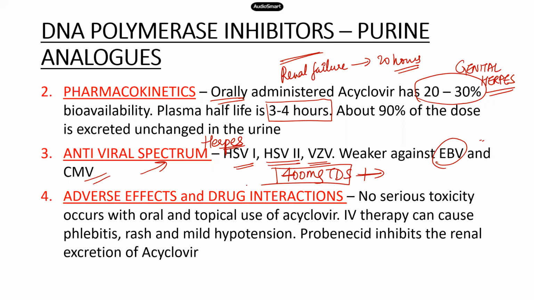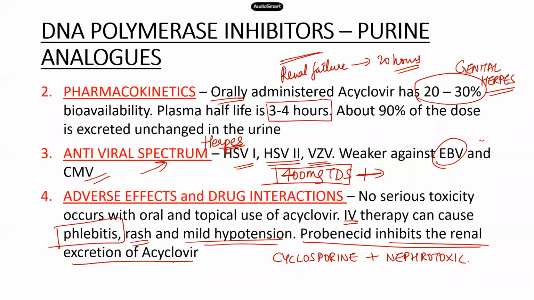Now, coming to the adverse effects, there is no particular serious toxicity seen with the oral dose and topical use of acyclovir, but when you give it IV, it can cause phlebitis. It can cause rashes and it can produce mild hypotension. One thing that you have to remember is that cyclosporin, which will be coming in the next chapters, and other nephrotoxic agents should not be given along with acyclovir, because they may increase the risk of renal toxicity of acyclovir.